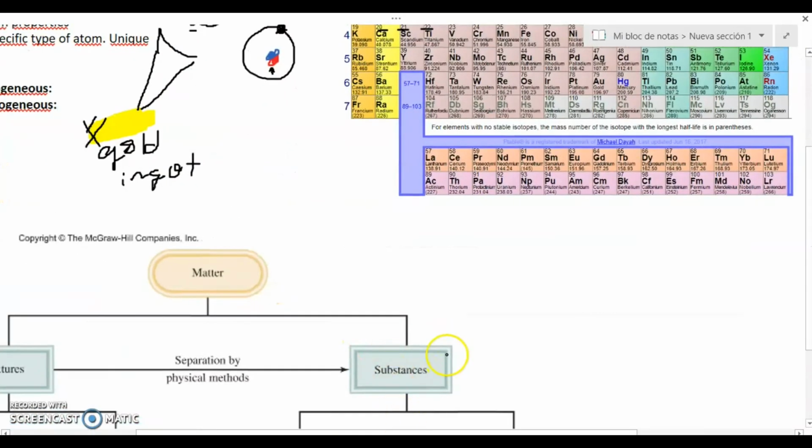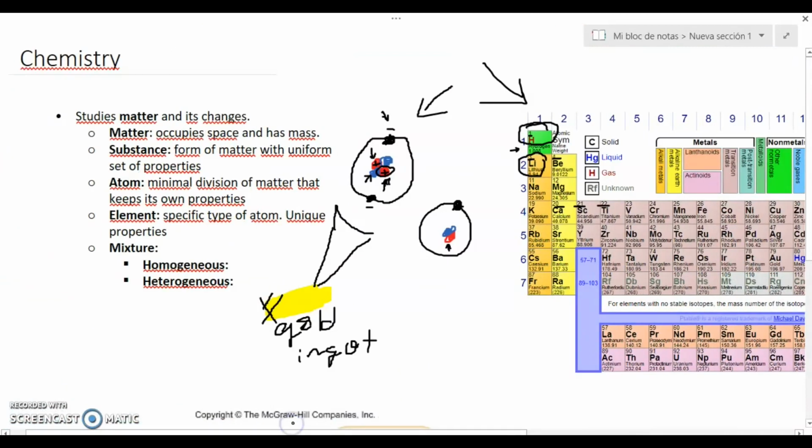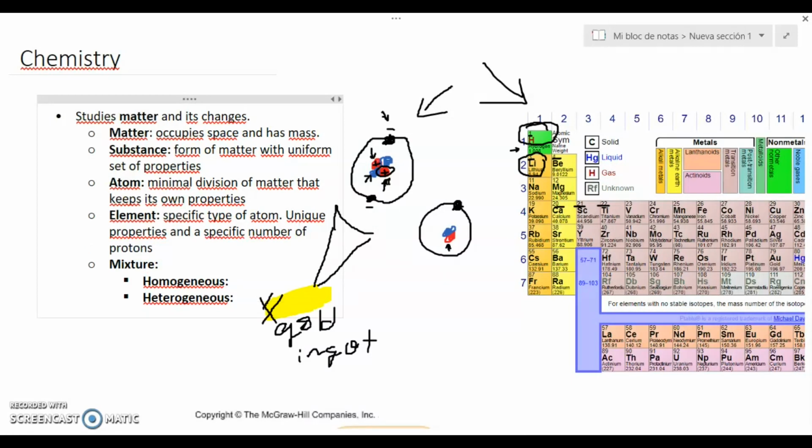The amount of protons is going to tell you what the properties of that element are, and which element it is. So we know what an element is now. It has unique properties and a specific number of protons. So what is a mixture?